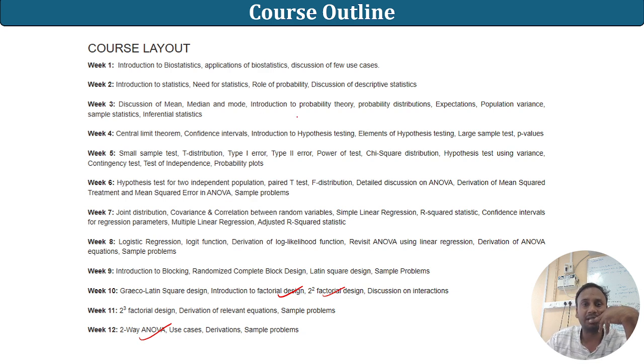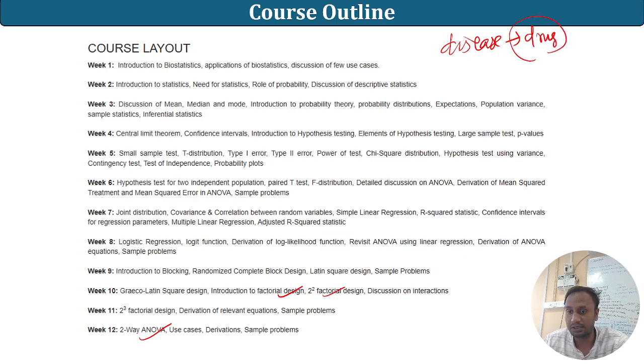The first and second weeks were just the introductory part, where we saw the need for statistics. Whenever there is a disease, a drug is made for it, so whether that drug passed the regulatory checks or not, and whether a significant population was taken for the study or not, should be done with the help of statistics, because the drug itself will be checked for efficacy and how much effectiveness is there.